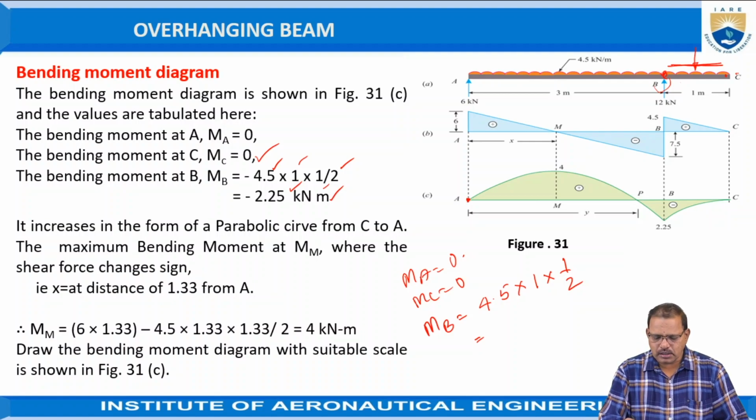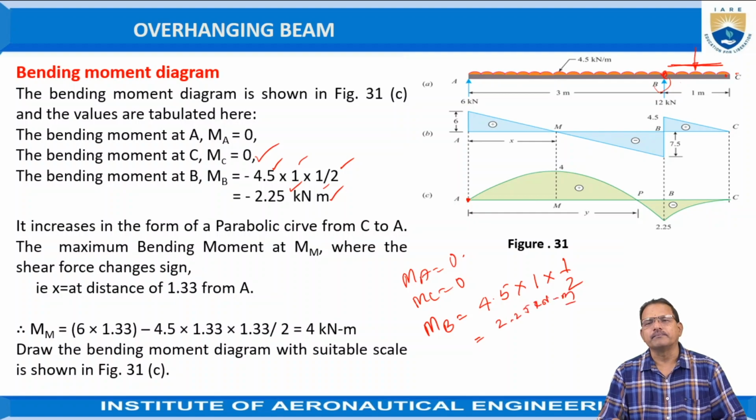That is, MB is equal to minus 2.25 kilonewton meter. Now, that means from here, from 0 in the downward direction it is 2.25. Since it is subjected to a uniformly distributed load, join these 2 points by using a parabolic curve.